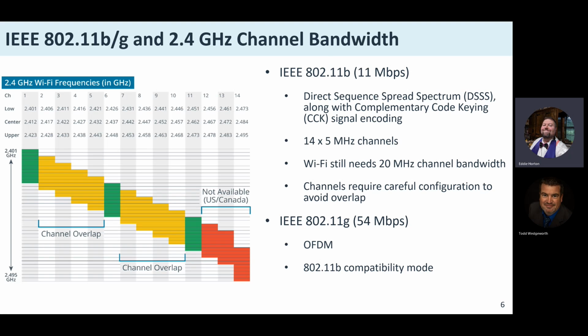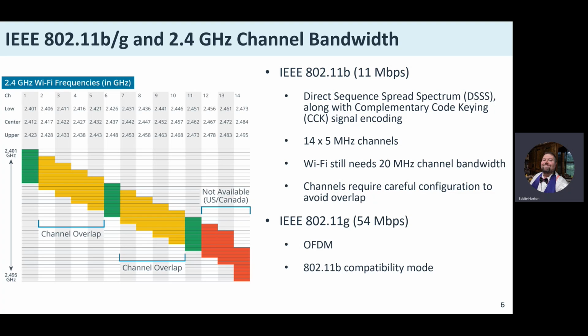Here's what the B spectrum looks like. B has got 14 channels. You cannot use the last 3 in the United States unless you have a ham radio license. And even then, it's really kind of iffy as to whether you're supposed to use them or not. It's just because of the frequencies they fall in. They are in licensed band frequencies.